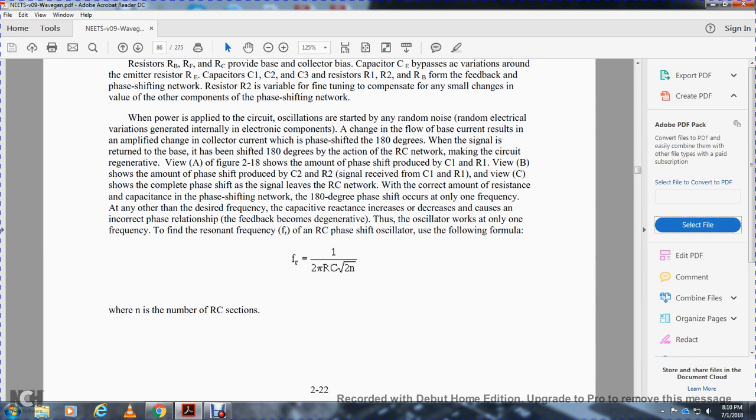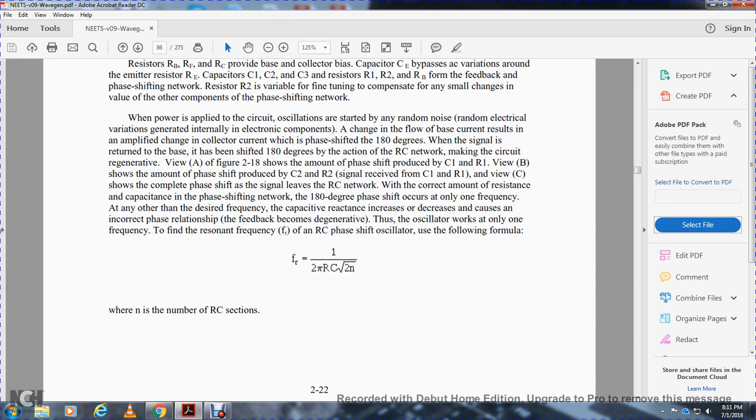When power is applied, the oscillations are started by random noise, random electrical variations generally internal to the electronic components. The change in the flow of base current results in an amplified change in collector current with a phase shift of 180 degrees. The signal is returned to the base shifted another 180 degrees by the action of the RC network, making the circle of regenerative feedback. In figure 2-18, view A shows the amount of phase shift produced in capacitor 1 and resistor 1. View B shows the amount of phase shift produced in capacitor 2 and resistor 2, which shifts the signal received from capacitor 1 and resistor 1. View C shows the complete phase shift of the signal leaving the RC network.